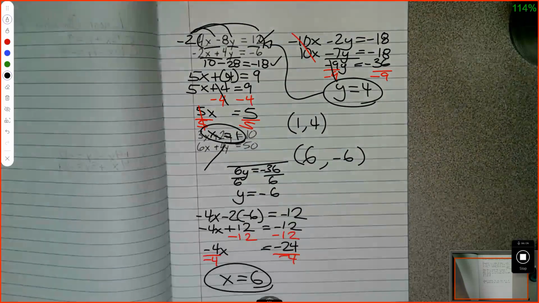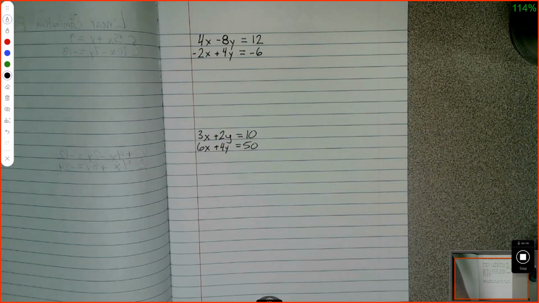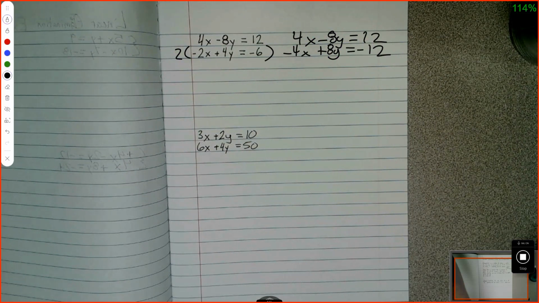Okay, flipping to the next page. All right, here we go. So, are these two ready to cancel? Raise your hand if you see the multiplication that I can perform to cancel one of the variables. Seth? Times positive 2 on the bottom. So I get 4x minus 8y equals 12, and minus 4x plus 8y equals negative 12.